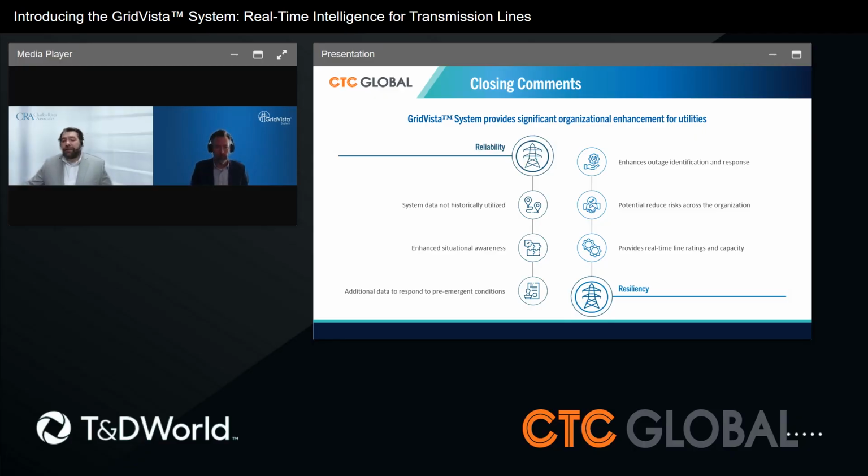The advanced analytics create an opportunity to enhance maintenance programs and further refine system planning. Lastly, the full suite of capabilities within the GridVista system, the high-resolution data, the advanced analytics, creates a potential for a powerful tool that can be utilized not just by transmission owners and operators, but by market participants, regulators, developers, and other stakeholders throughout the utility industry. With that, I'll hand it back to you, John.